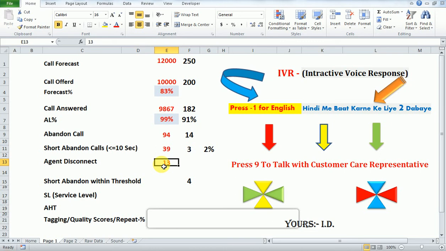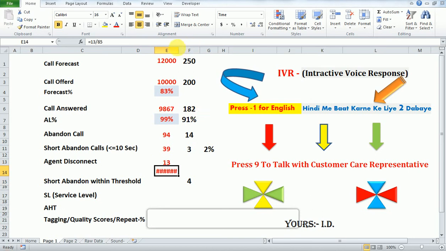So we are also calculating how many calls are agent disconnected, and this agent disconnection calculation is done on the basis of answered calls. How many calls were disconnected? Suppose 13 calls were disconnected and total calls answered were 85.